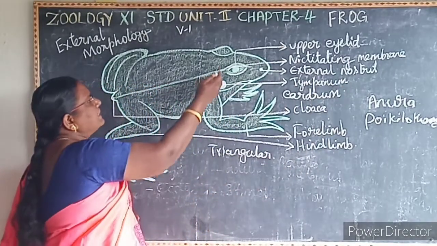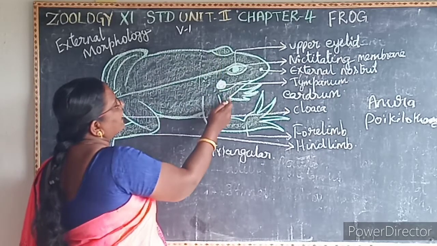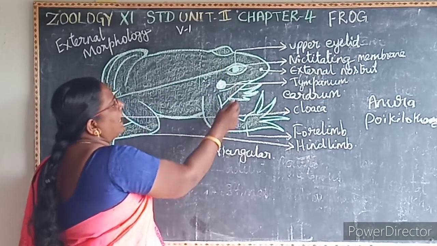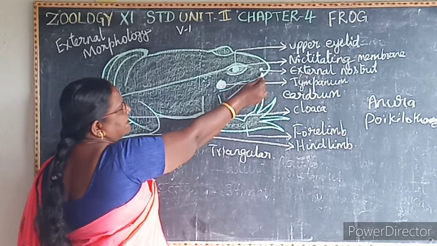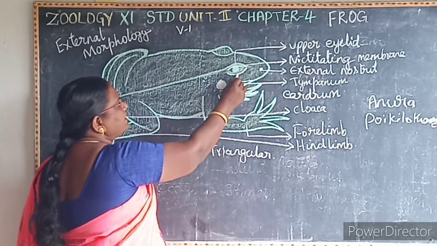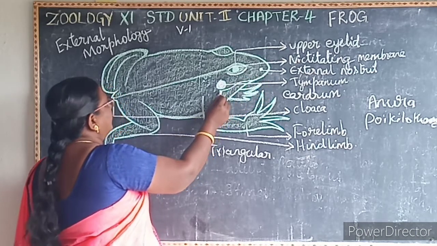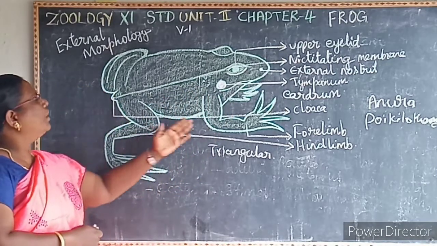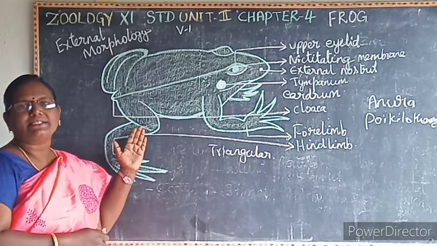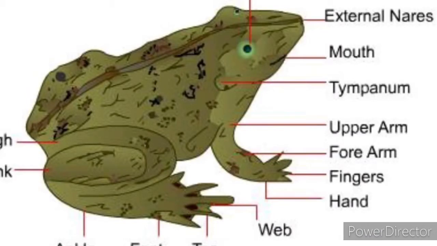So what are the parts in the head? The head is triangular, and it consists of external nostrils, a pair of eyes, and the tympanic membrane. Then the trunk bears the forelimbs and the hind limbs. Let us see about sexual dimorphism.